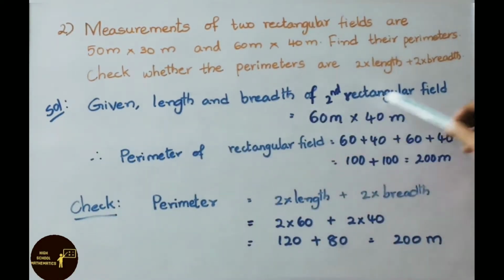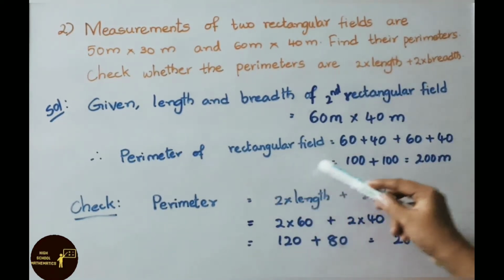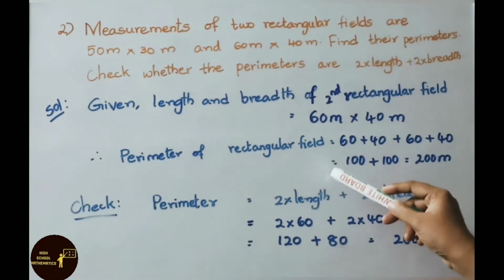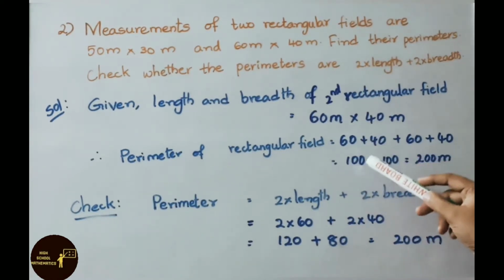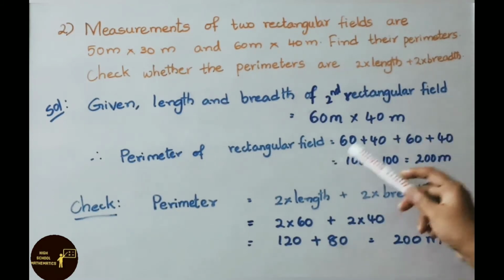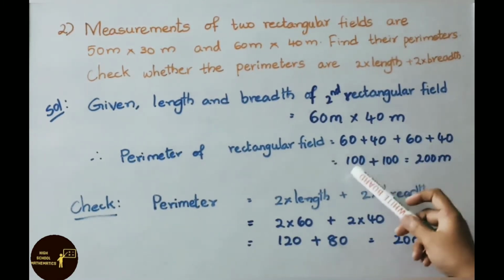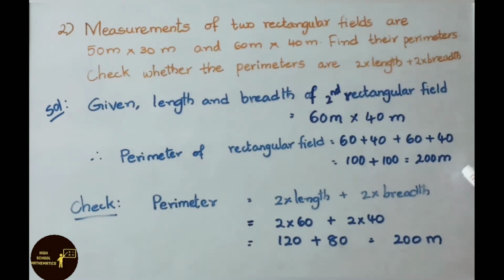See now second bit. Given length and breadth of second rectangular field, that is 60 meters by 40 meters. The perimeter of rectangular field is equal to length of four sides, that is 60 plus 40 plus 60 plus 40. 60 plus 40, 100 meters. 60 plus 40 again 100 meters. 100 plus 100, that is 200 meters.